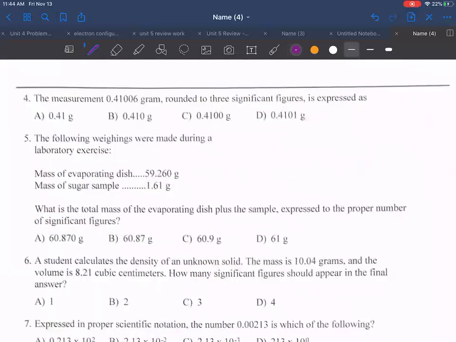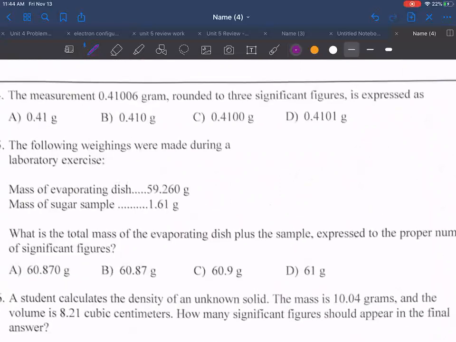The measurement of 0.41006 grams rounded to 3 significant figures is expressed as, so the way I would approach this problem is I start from the left most significant figure. In our case, that is 4, and I count 1, 2, 3 places. This 0 is where I'm rounding to, so I look to the right, it's another 0, so it does not go up, we are rounding down, and so you should get B, 0.410.